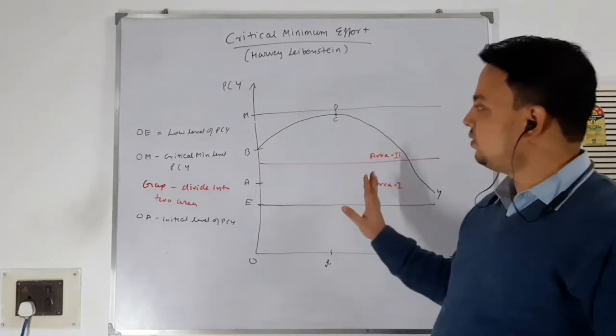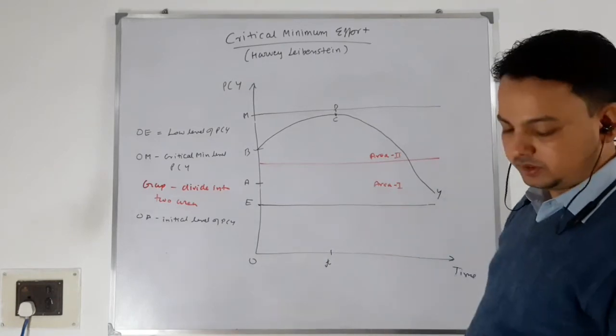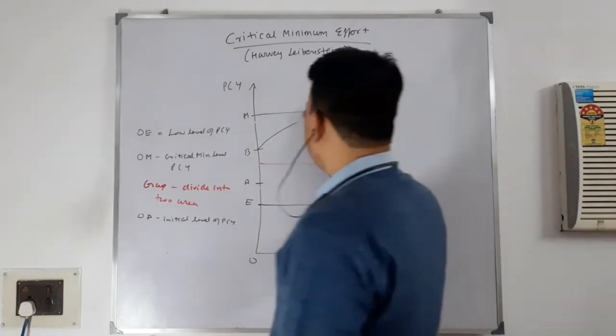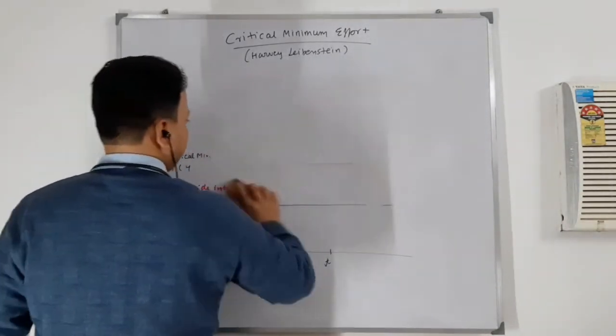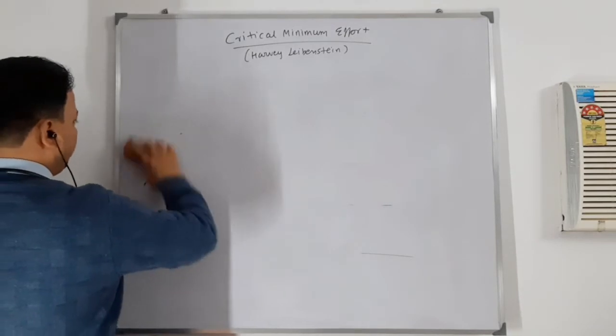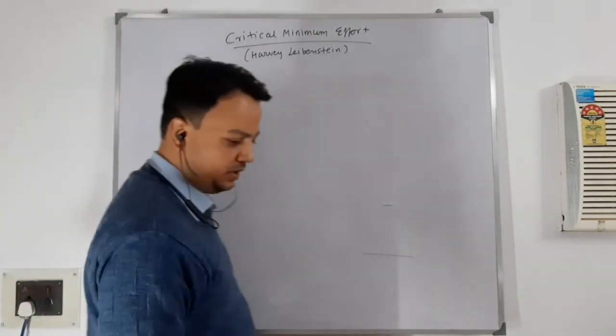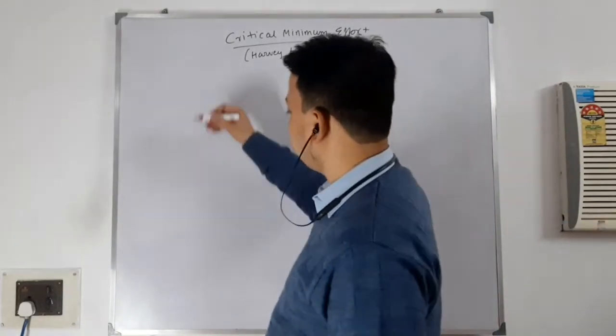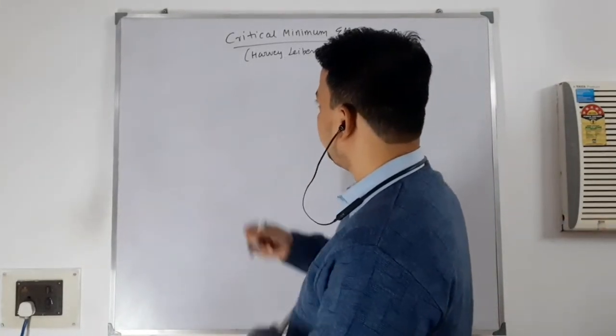Okay. So this is what he is talking about. Now, this critical minimum effort, the reason that it arises, or it is necessitated, there are four reasons mainly why this critical minimum effort is required. So, necessitating factors or reasons for critical minimum effort.